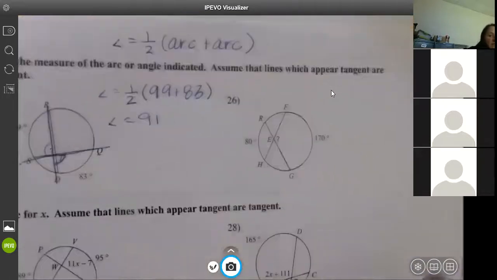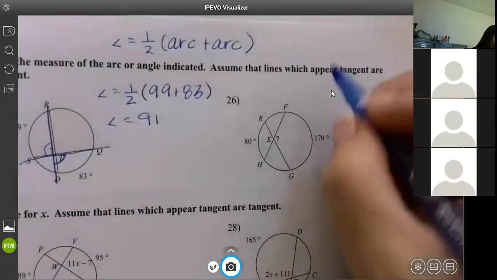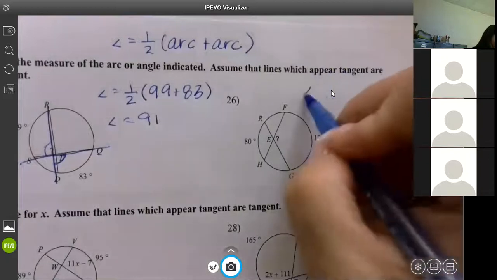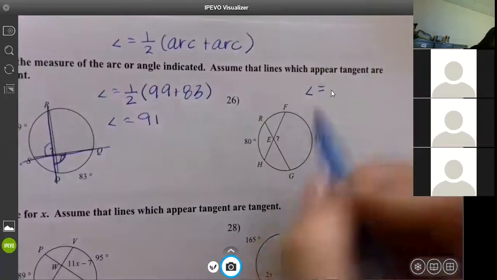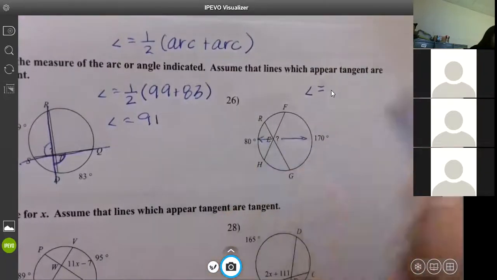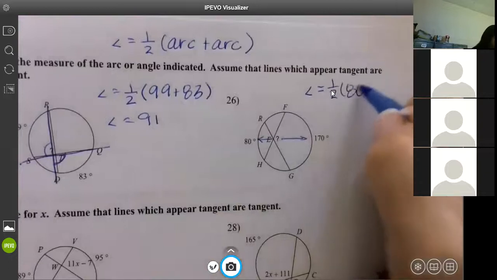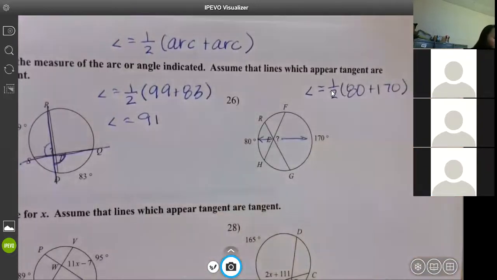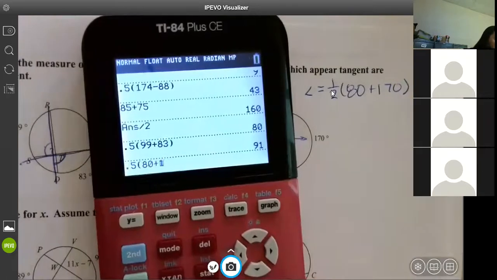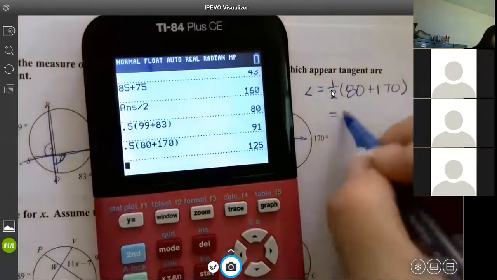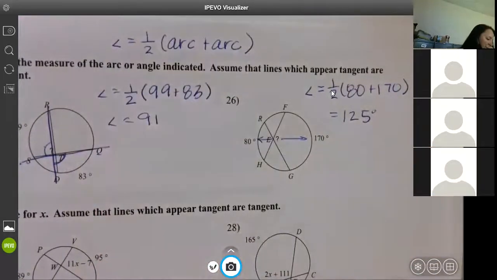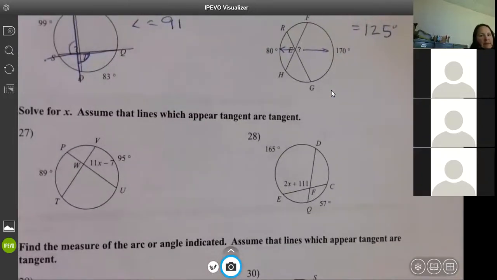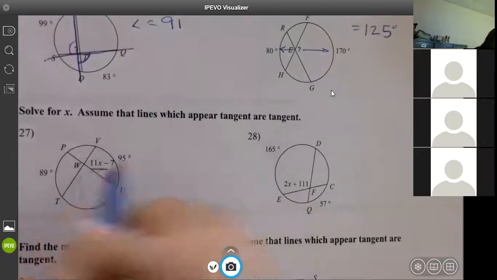So how would I set up 26? Your inside angle equals what? Half of 80 plus 170. So 0.5 times 80 plus 170 gives us 125. These are all the exact same way. You're just throwing in some X's in there. So this one is your angle.